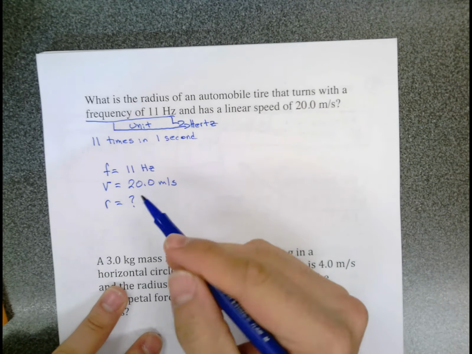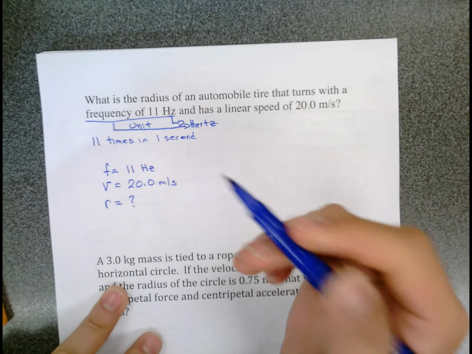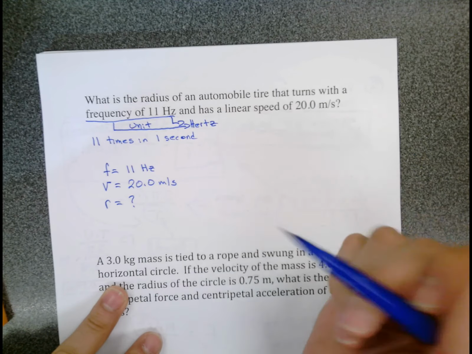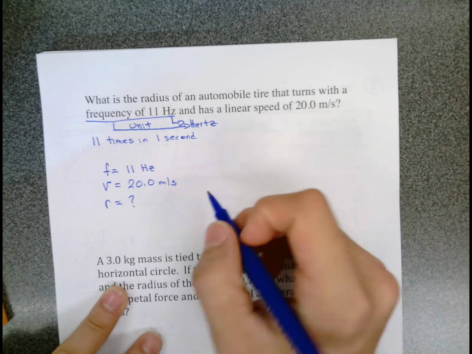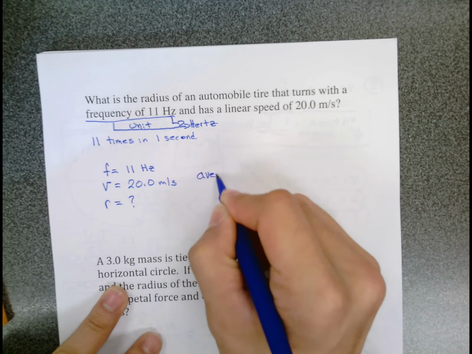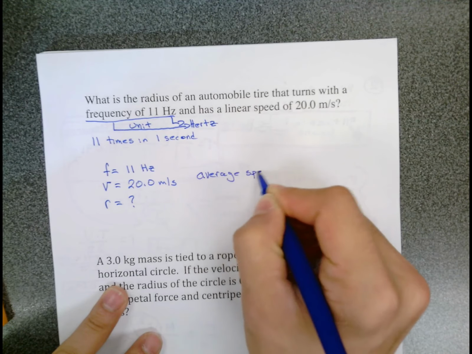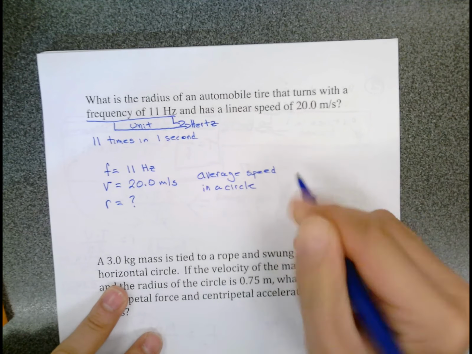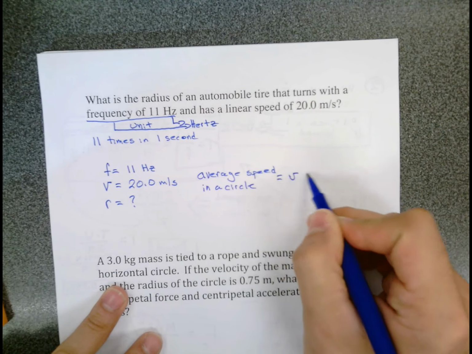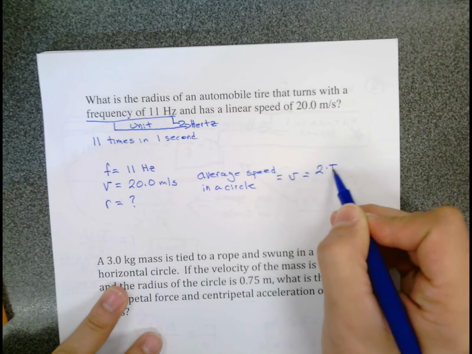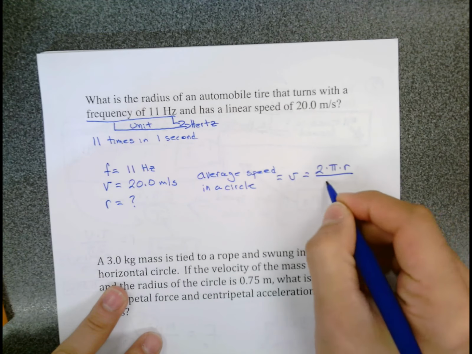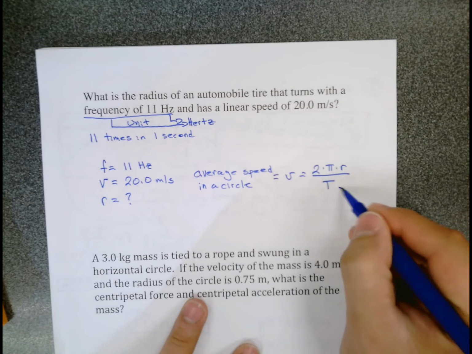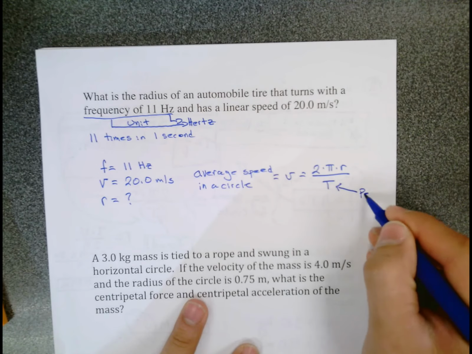From this information, we know if it's a radius with a speed, it has something to do with the average speed of something moving in a circle. So if we look in our notes, your average speed for something moving in a circle is v is equal to 2 times pi times the radius over big T. So another key piece of information is, what is this big T? This big T is a period.